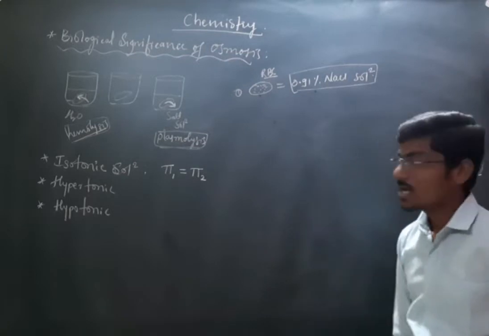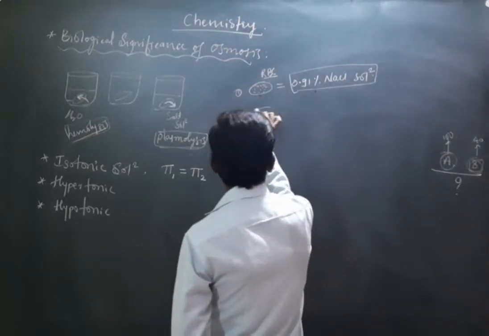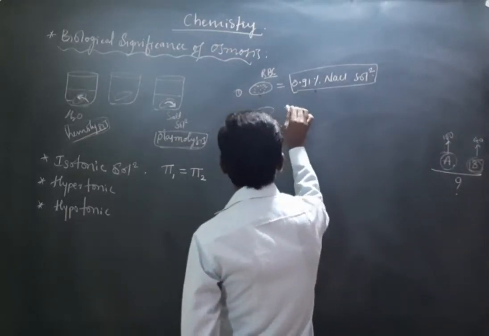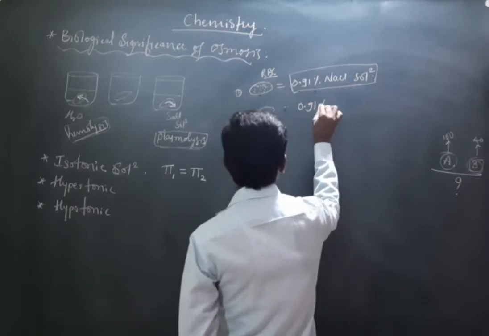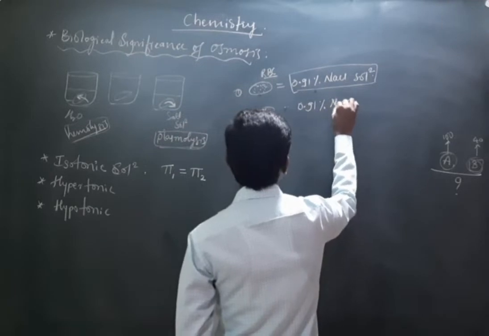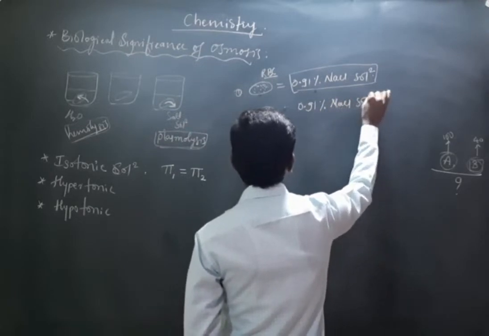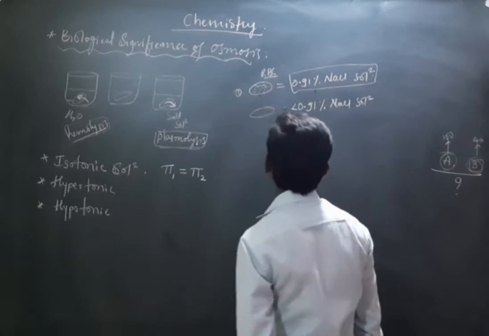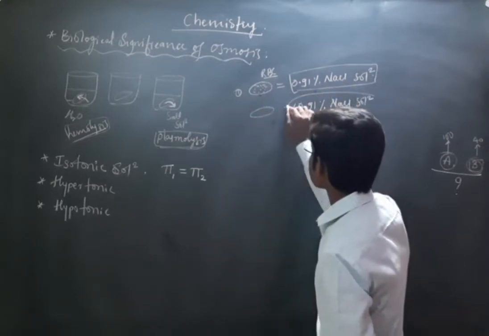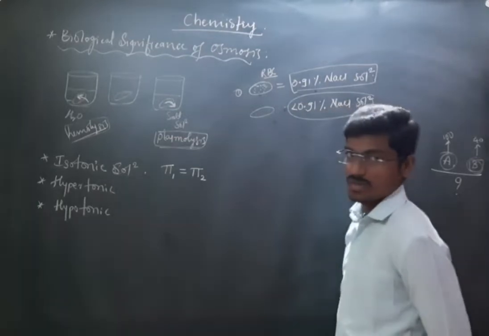For example, if the osmotic pressure is the same, this is the first one, that is isotonic solution. Now if this RBC cell is placed in a solution whose concentration is less than 0.91% of NaCl, what happens?